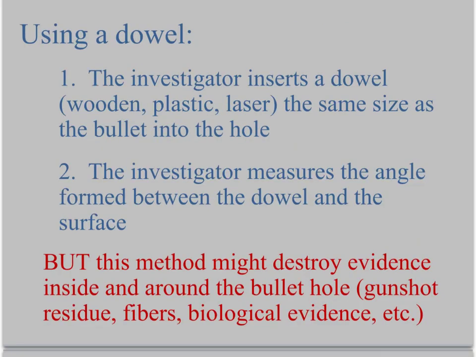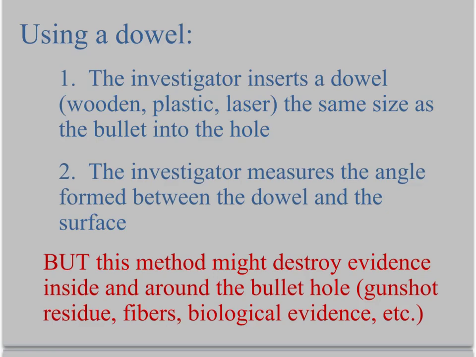If you're going to use a dowel rod, the dowel could be wooden, could be plastic, it could be a laser if you're feeling fancy, and you're going to take a dowel that is the same size as the bullet and put it into the hole. The investigator is going to measure the angle formed between the dowel and the surface, probably using a protractor.